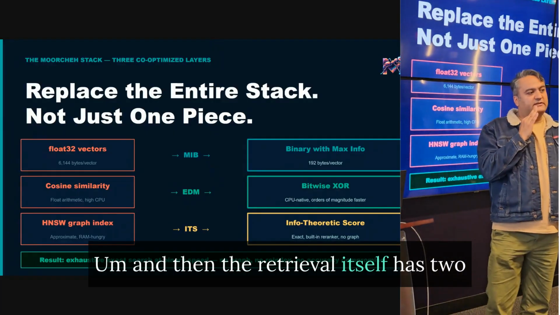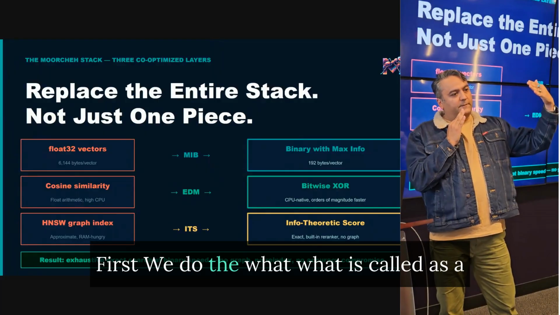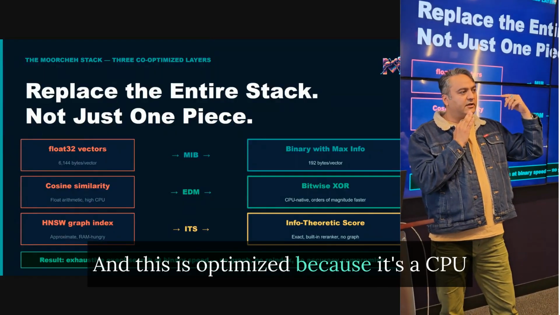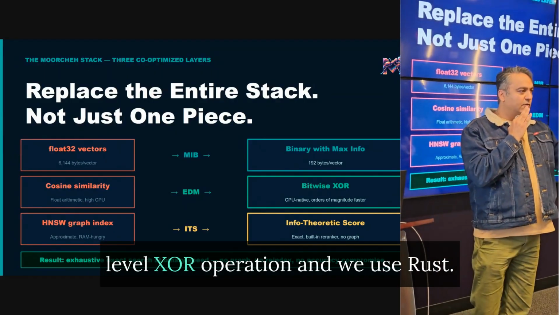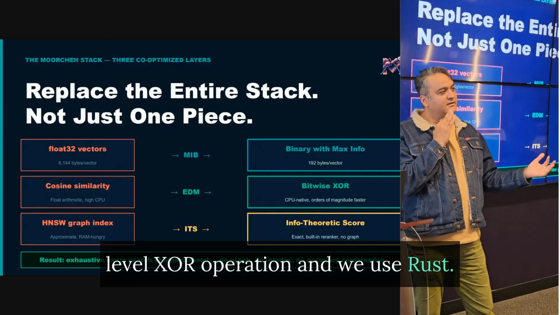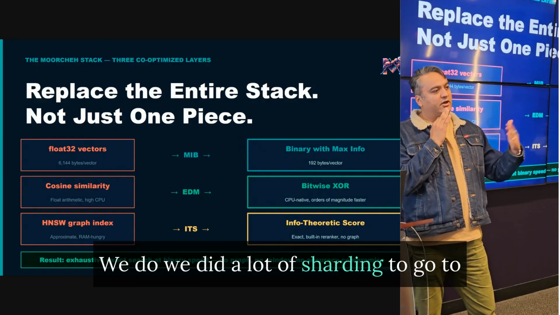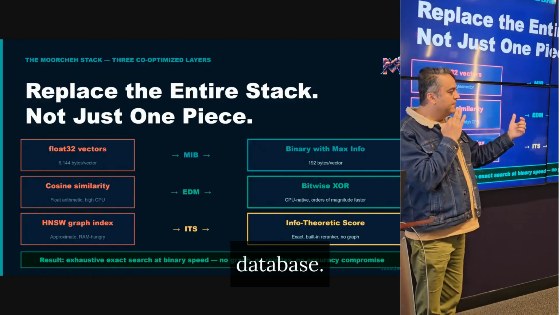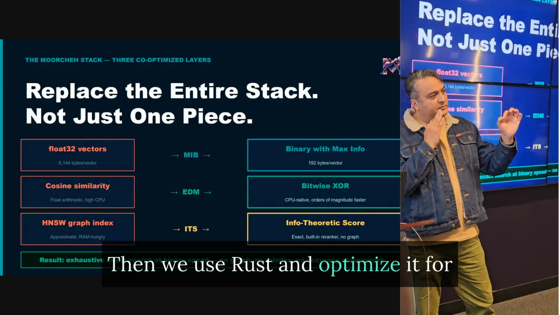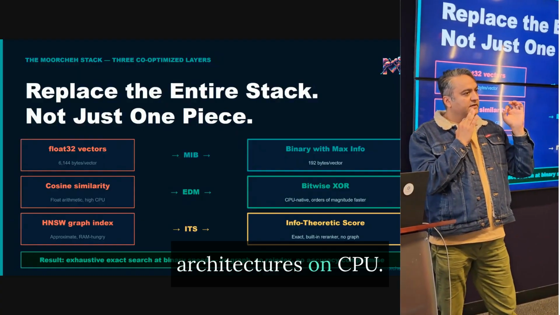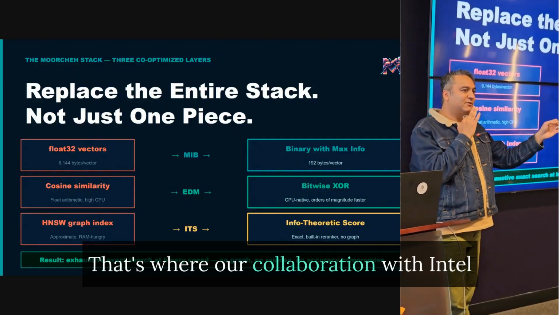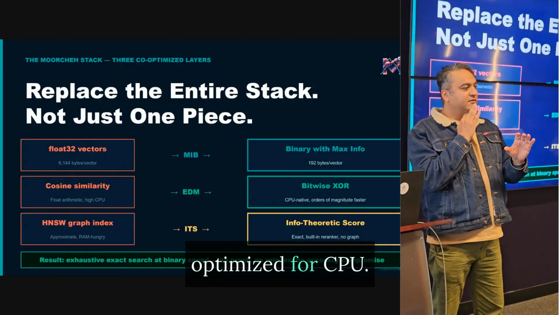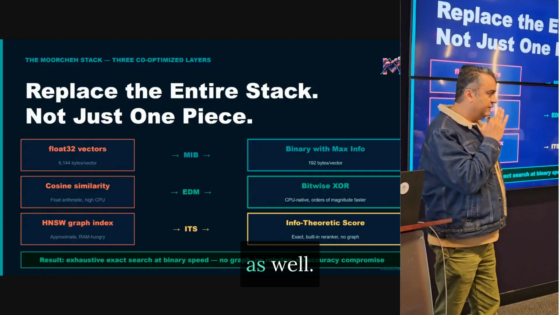And then the retrieval itself has two steps. First, we do what is called the Hamming distance. And this is optimized because it's a CPU-level XOR operation, and we use Rust. We use some techniques. We did a lot of sharding to avoid bottleneck of retrieval from the database. Then we use Rust and optimize it for architectures on CPU. That's where our collaboration with Intel came through, because if you want to do it on-prem, it's already optimized for CPU. It can be optimized for ARM architecture as well.